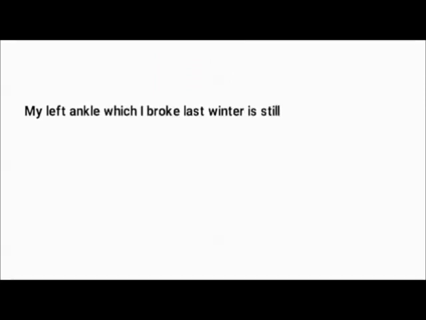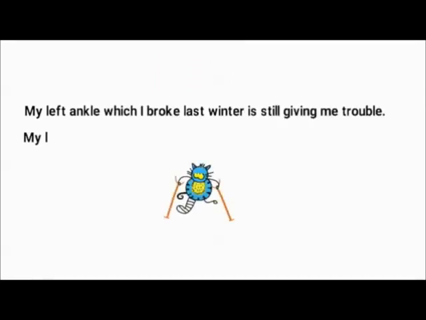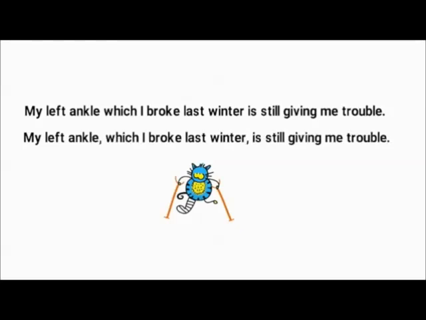Two: My left ankle which I broke last winter is still giving me trouble. Or, my left ankle, which I broke last winter, is still giving me trouble. Notice in the first sentence there are no commas and in the second there are. The correct sentence is the second one with the commas. Here the clause, which I broke last winter, is extra information and not essential to understanding the sentence. Therefore, it is a non-defining relative clause and needs commas.